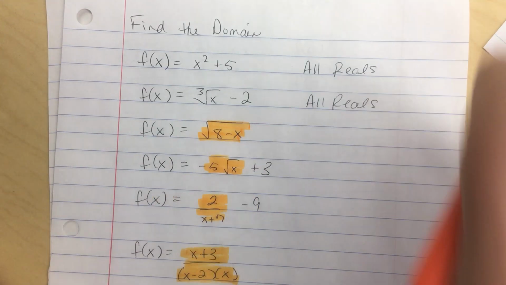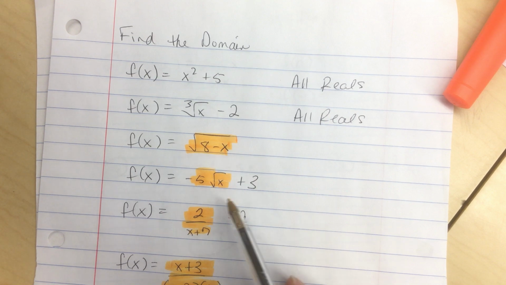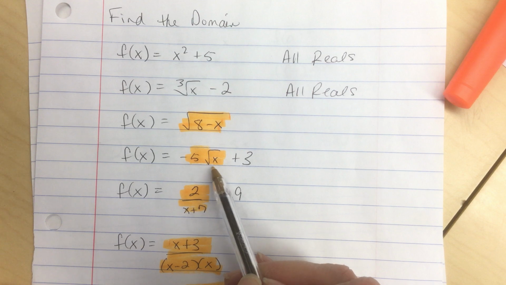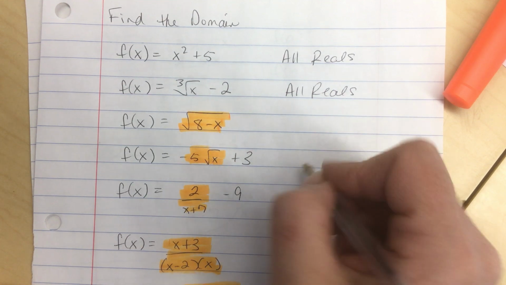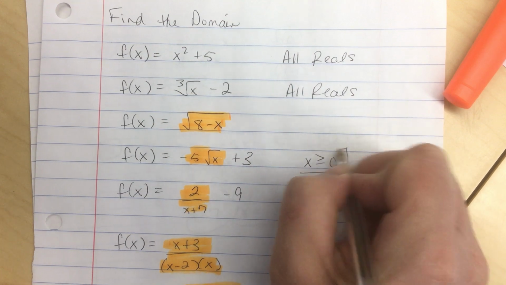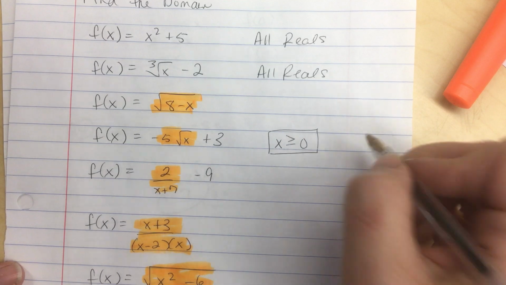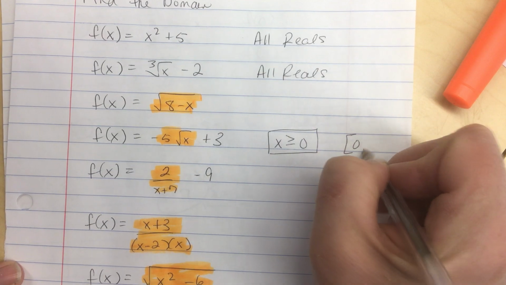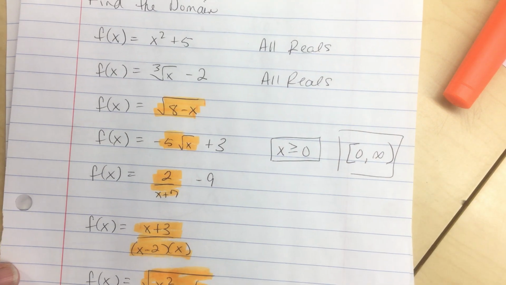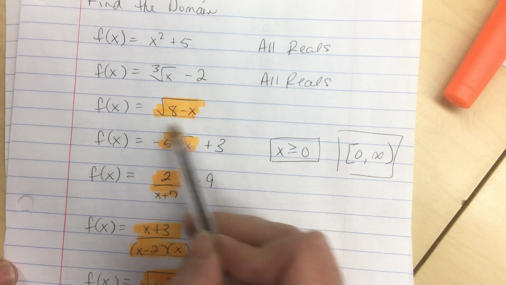Okay, so I have a square root here, and I also have a square root here. Let's talk about this one first. This one's a little bit easier. You cannot take the square root of a negative number, so therefore the domain of that one is all of the positives. So you can say x is greater than or equal to 0, because I cannot plug in a negative number, or you can say it in interval notation and say 0 to infinity. Either way is fine. Now, this, the inside can't be negative.